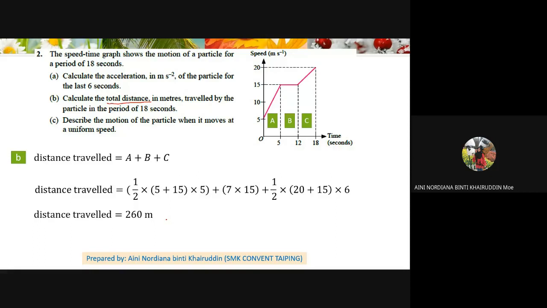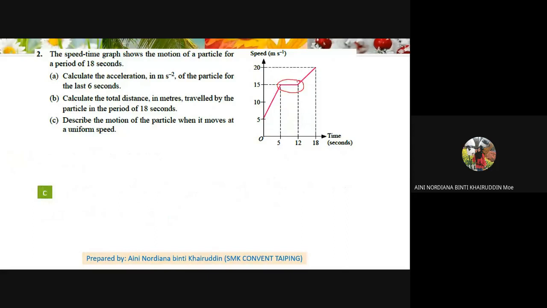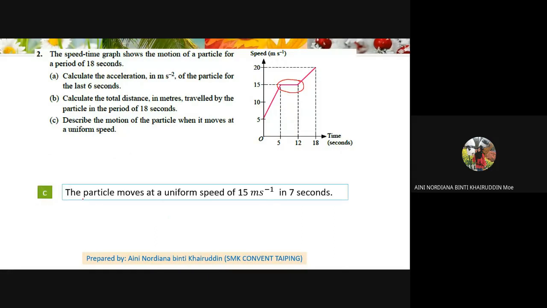Question C. Describe the motion of the particle when it moves at a uniform speed. So this is the uniform speed. You can describe it as the particle moves at a uniform speed of 15 meter per second in 7 seconds. Okay, settled question number 2.